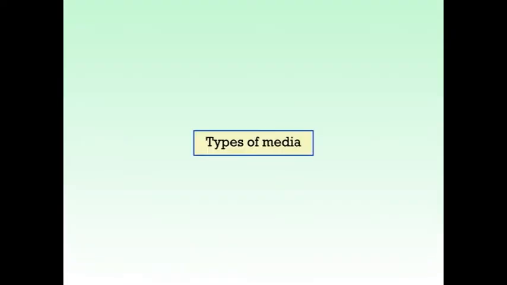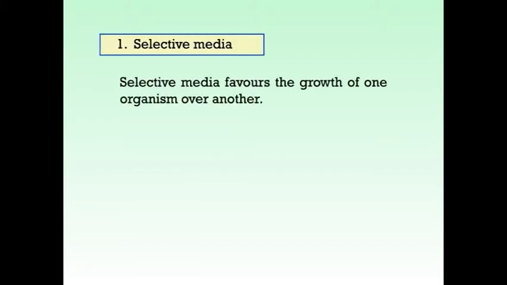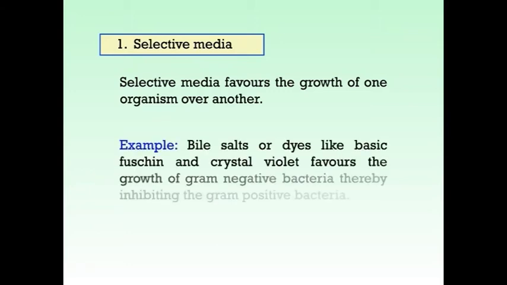So now we'll come to the types of media. Selective media. Selective media favors the growth of one organism over another. Bile salts or dyes like basic fuchsin and crystal violet favor the growth of gram-negative bacteria, thereby inhibiting the gram-positive bacteria.